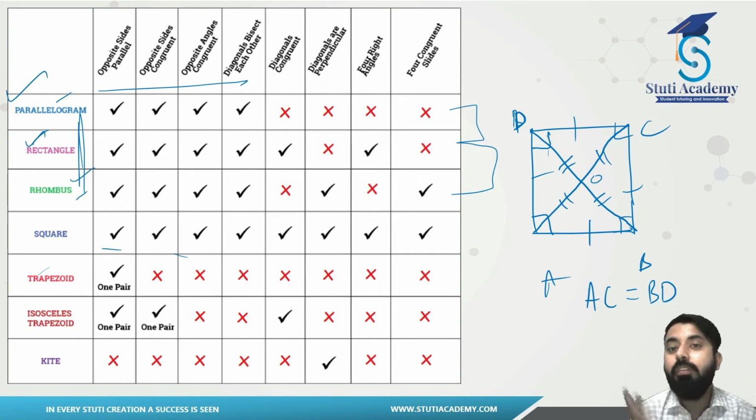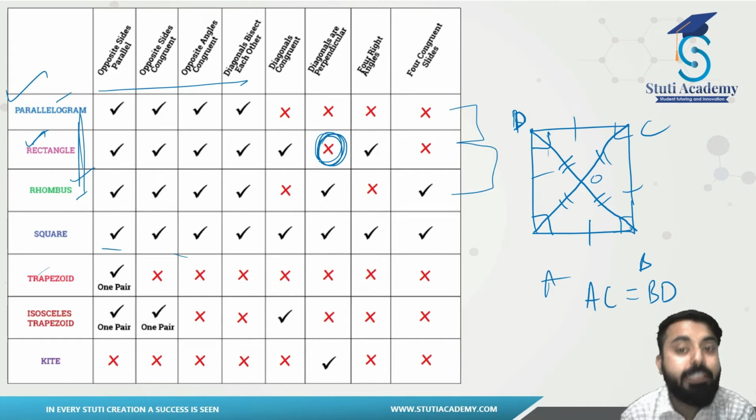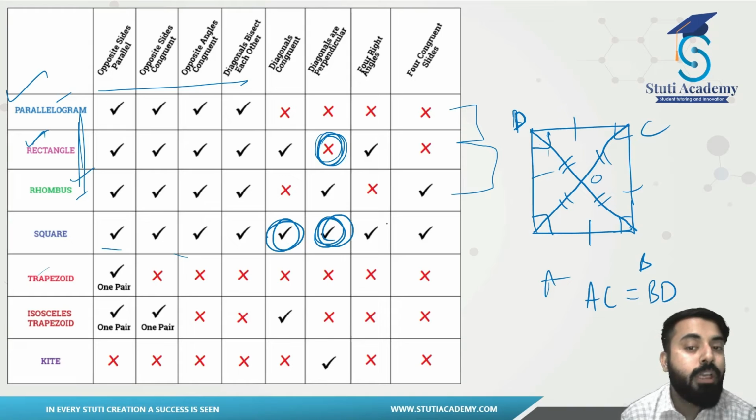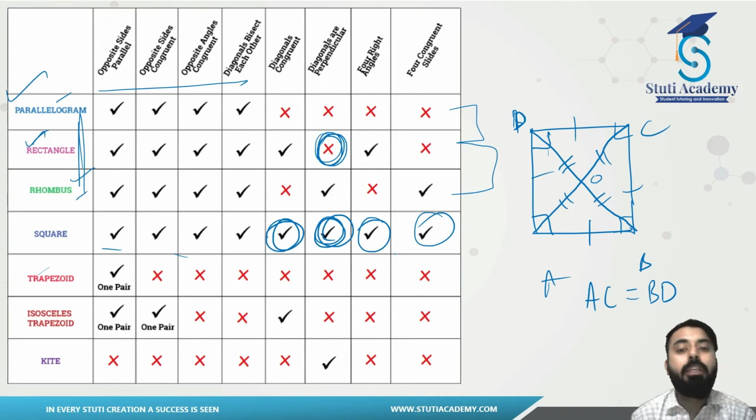One more difference: a rectangle's diagonals do not bisect each other at 90 degrees. That is the main thing here. They are bisecting each other but not at 90 degrees, while in the case of a square, they are bisecting each other at 90 degrees. They are equal too, and 4 right angles are already present. 4 sides are congruent. So that will be the main thing to be noted here.